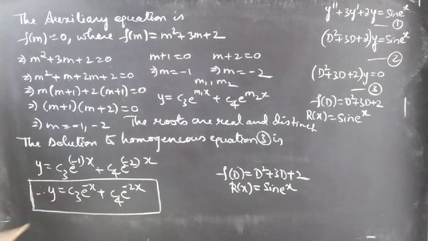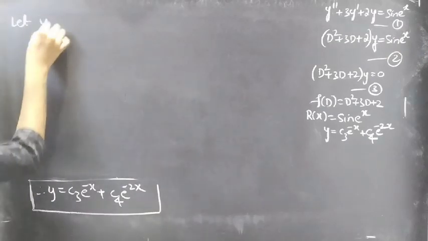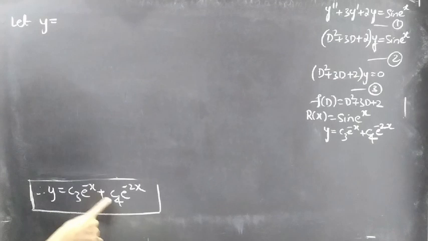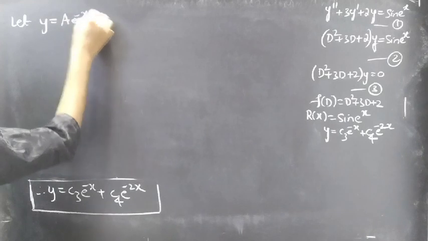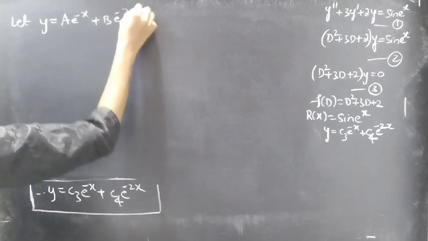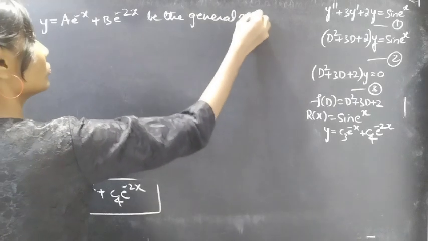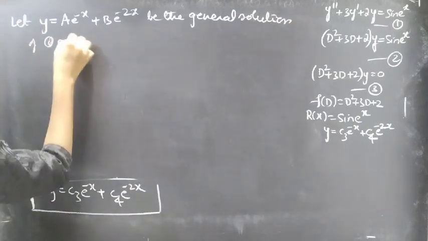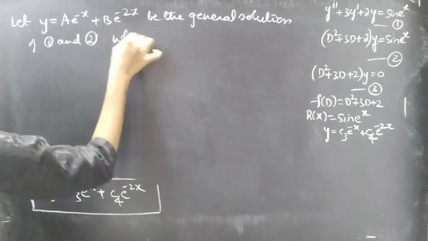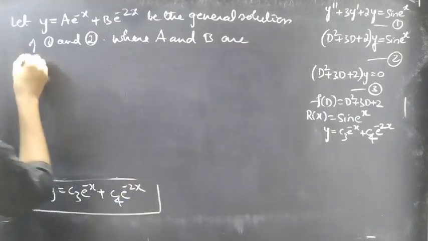Now using this solution, we'll find the general solution of equation 1 and equation 2. Let y equal to, now replace the C3 and C4 constants or parameters with some functions of x, A and B. We'll get y equal to A e power minus x plus B e power minus 2x, be the general solution of equation 1 and equation 2, where A and B are functions of x.